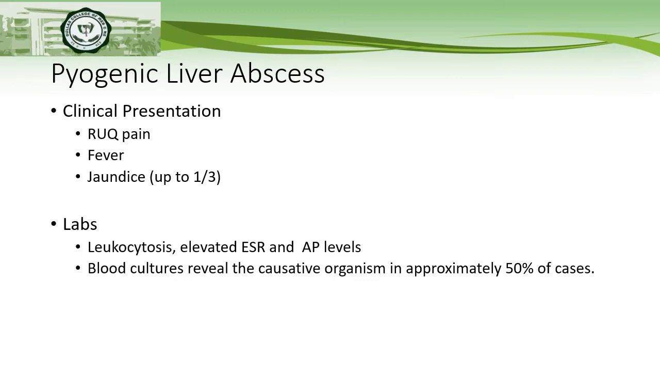Regarding the clinical manifestations of the pyogenic abscess, patients commonly present with right upper quadrant pain and fever. Jaundice will also occur in up to one-third of the affected patients. In the labs, leukocytosis, an elevated sedimentation rate, and an elevated alkaline phosphatase level are the most common laboratory findings, with blood cultures only revealing approximately 50% of the causative agents.